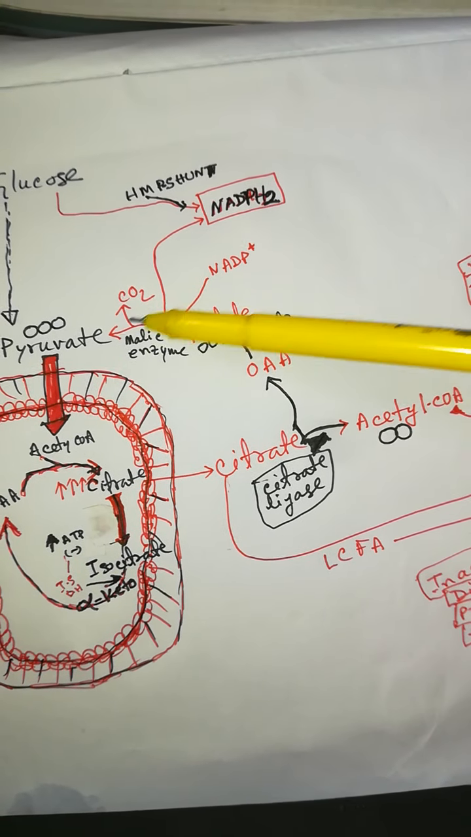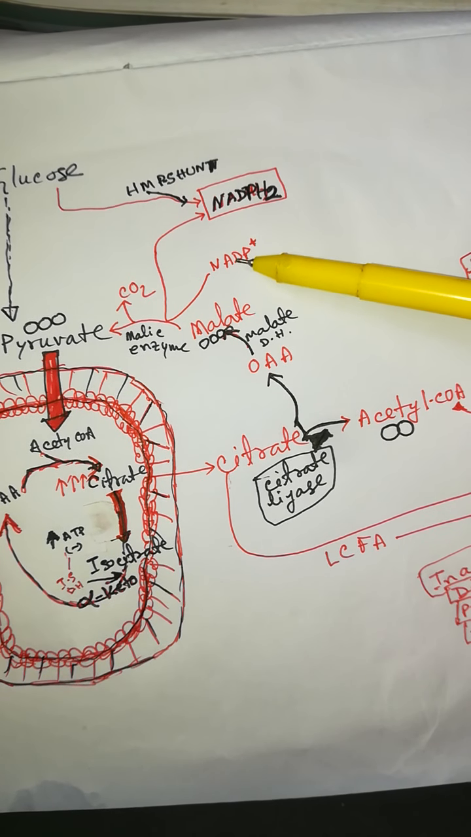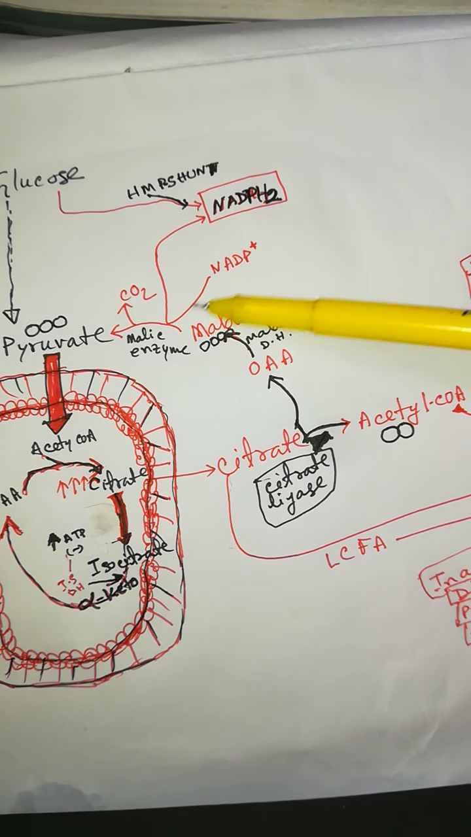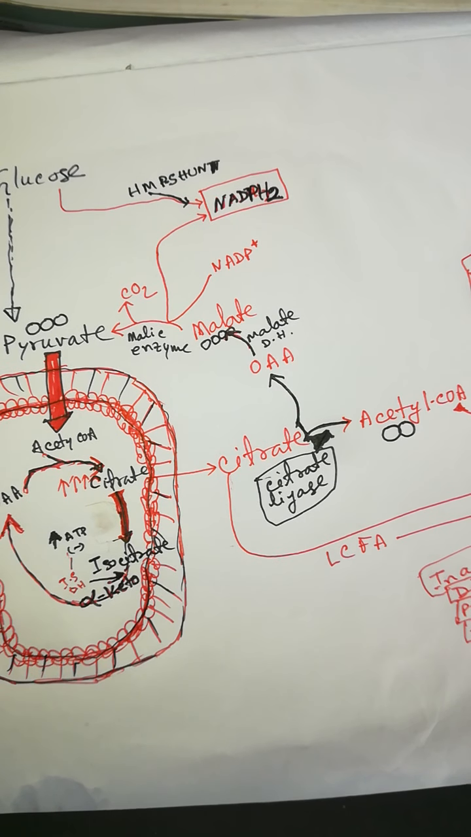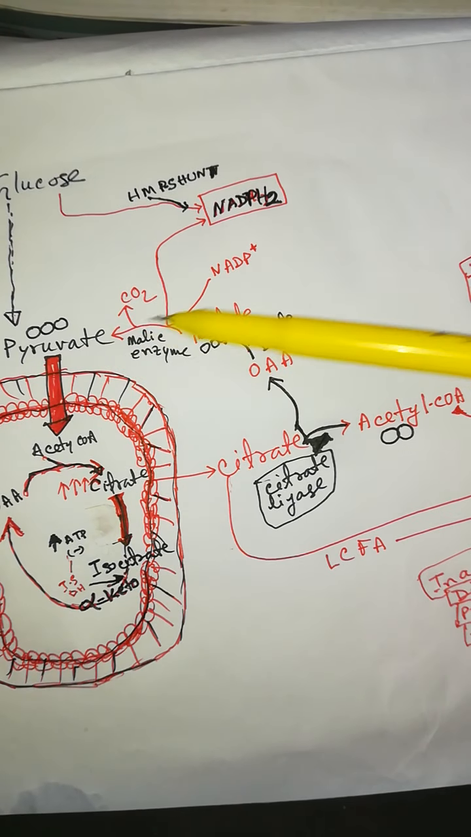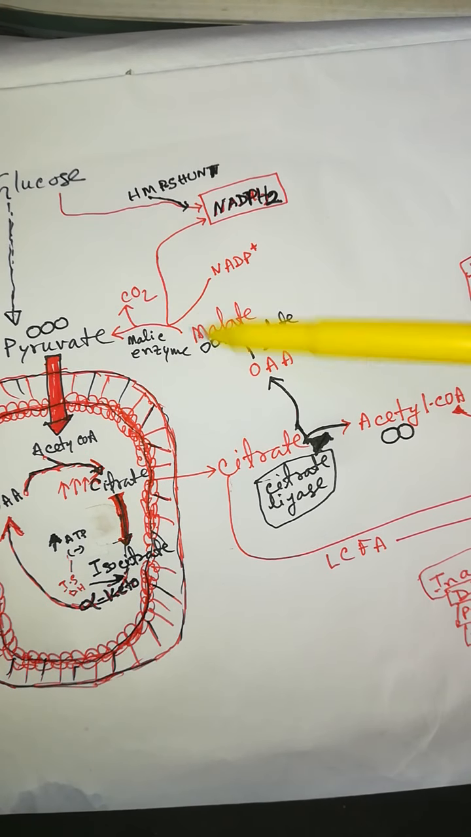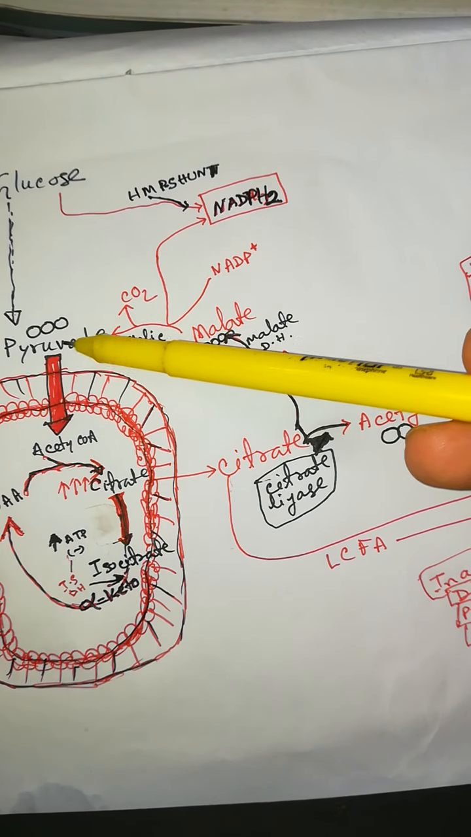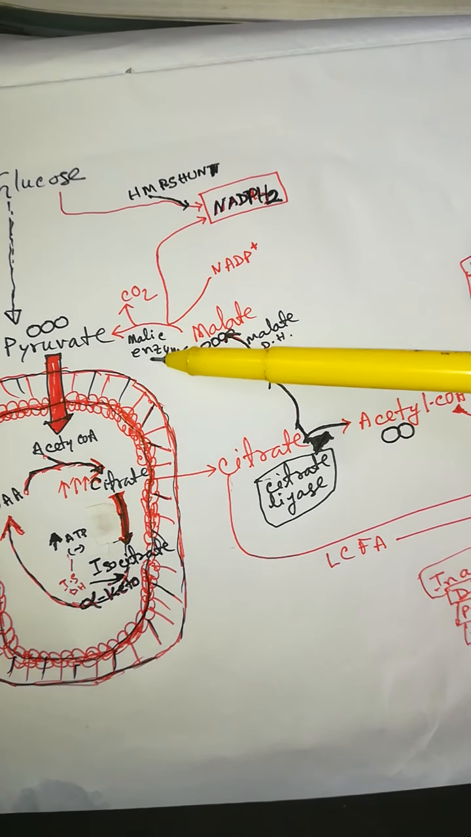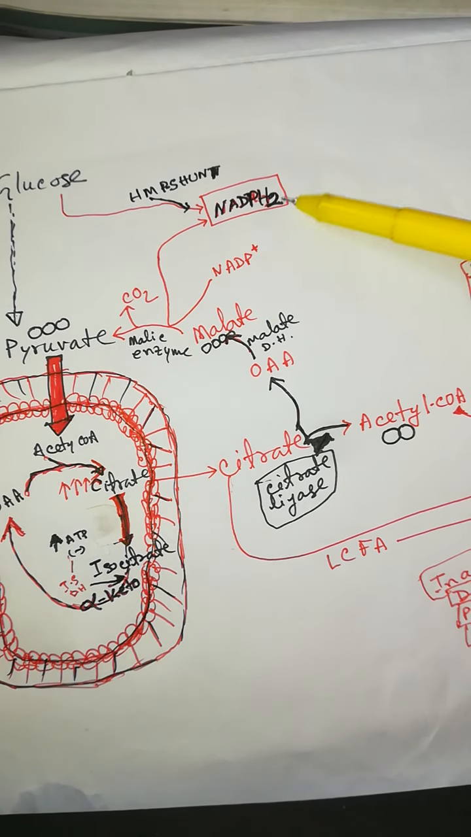Now, malate is converted into pyruvate by malic enzyme. Here, the reduced coenzyme NADP is converted into NADPH2. This step is very much important. Malate is converted into pyruvate by losing one carbon as carbon dioxide. Here follow, malate is 4 carbon, pyruvate is 3 carbon. Here 1 carbon is lost as carbon dioxide by the help of malic enzyme. And here NADP is converted into NADPH2.